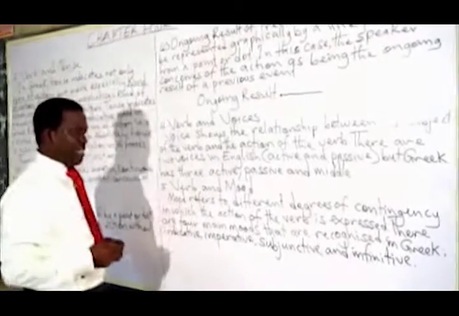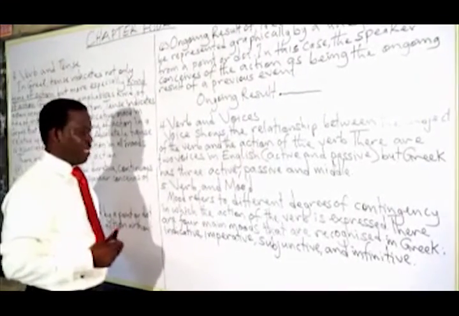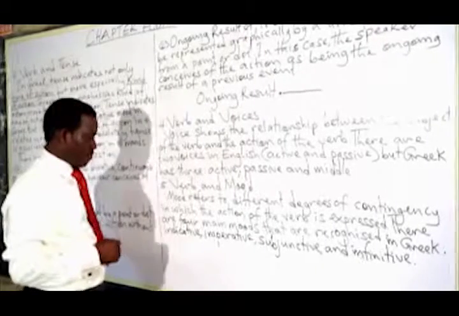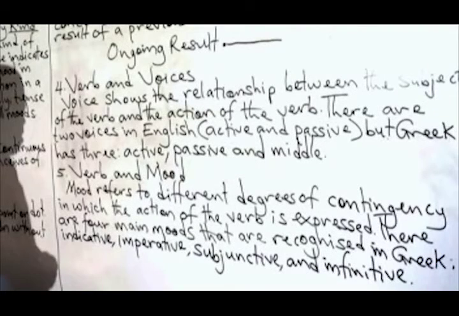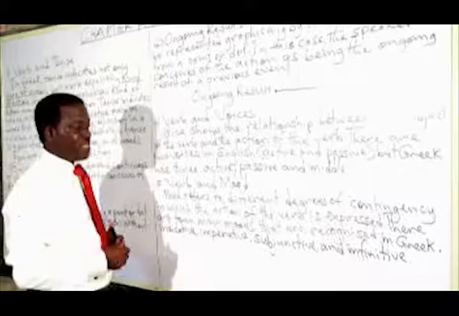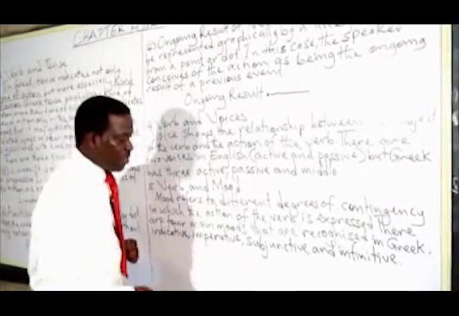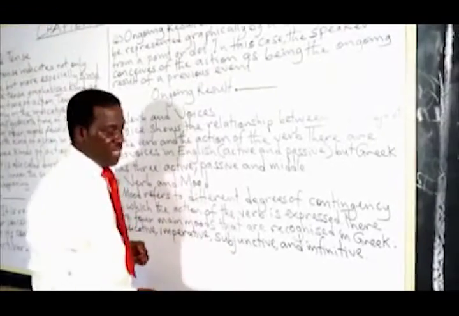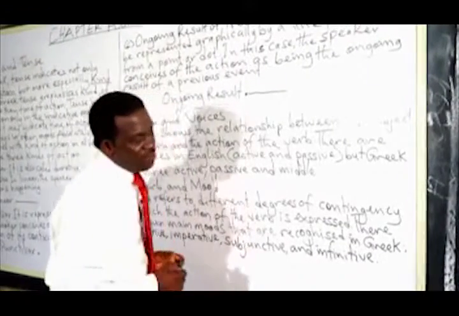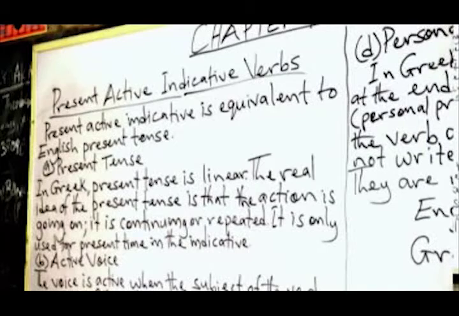The fifth characteristic of verb is mood. Mood refers to different degrees of contingency in which the action of the verb is expressed. There are four main moods that are recognized in Greek: indicative mood, imperative mood, subjunctive mood, and infinitive mood.